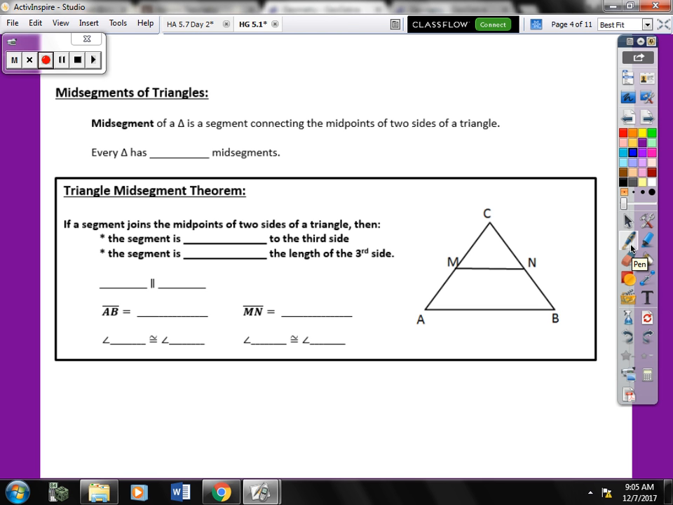All right, so the definition of a midsegment, as I already introduced, is a segment connecting the midpoints. Make sense? Okay. Now, I have one drawn. Let's maybe draw another triangle here.